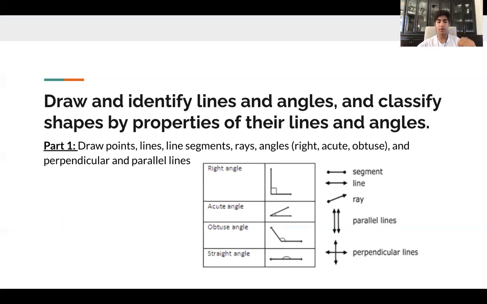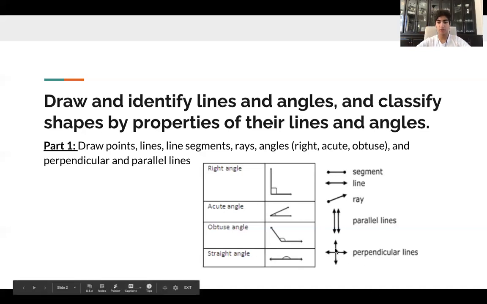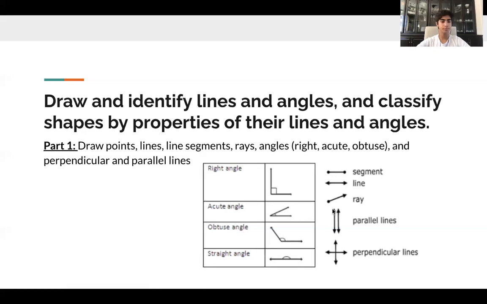It keeps going. Parallel lines are two lines that never touch and they go right next to each other. They go straight in the same direction. On the opposite side, there are perpendicular lines, which intersect directly at 90-degree angles. So if you look at this thing right here, there are 90-degree angles forming at every single corner.